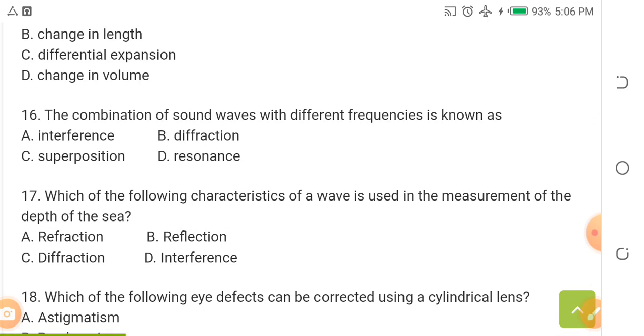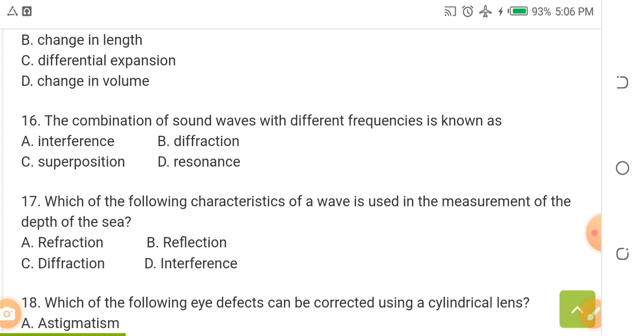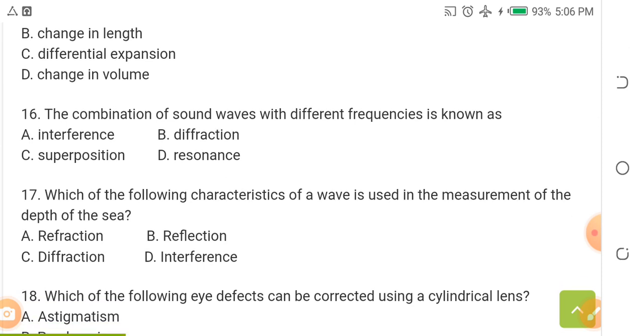Question 16. The combination of sound waves with different frequencies is known as dash. A, interference. B, diffraction. C, superposition. D, resonance. The combination of sound waves with different frequencies is known as superposition. That is C.